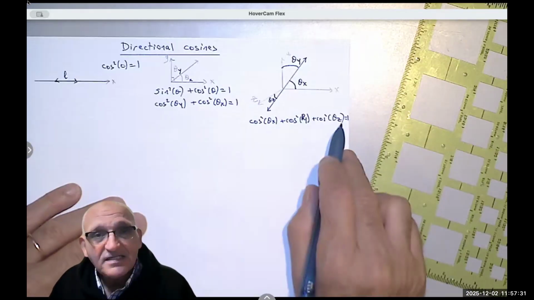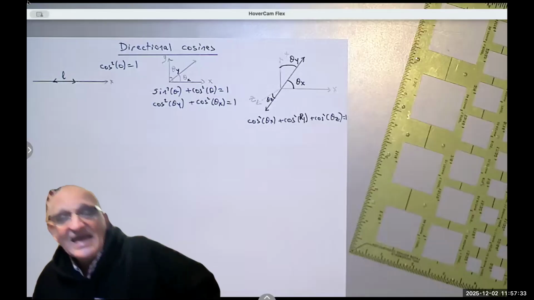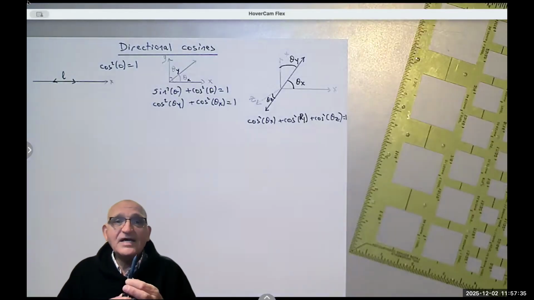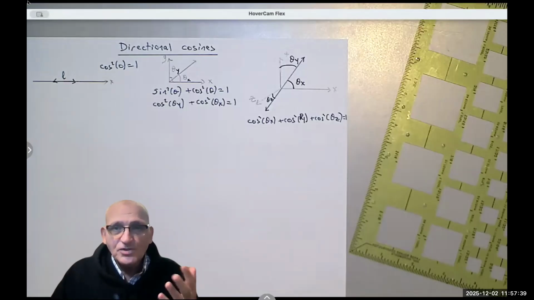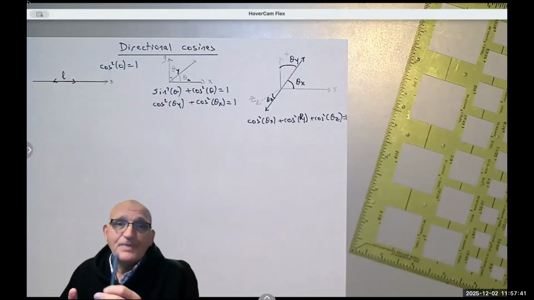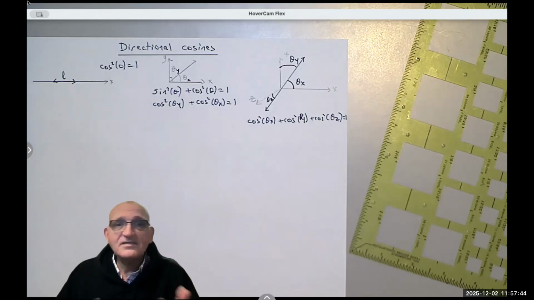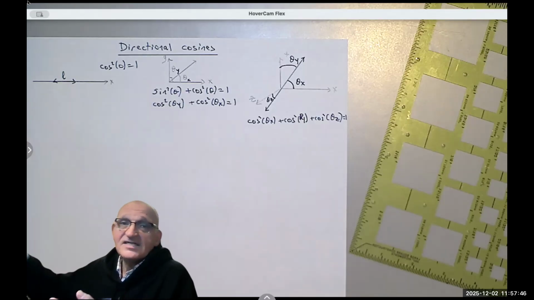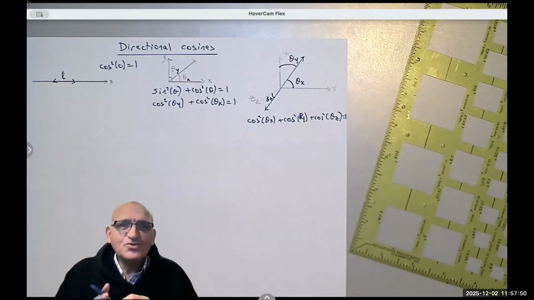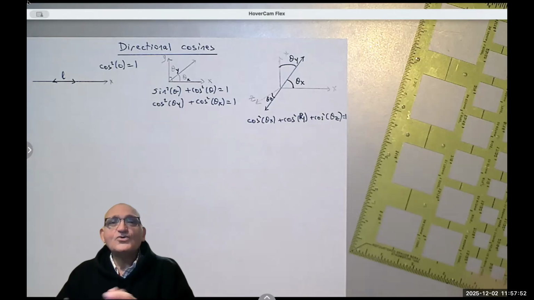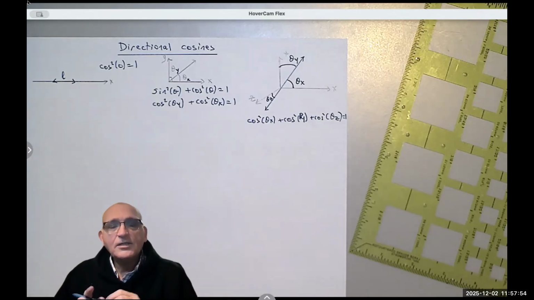So that's basically it. And if you have n dimensions and the line drawn in n-dimensional space makes angles theta sub 1, theta sub 2, theta sub 3, up to theta sub n, with the n coordinate axes, the sum of squares of all these cosines will add up to 1.